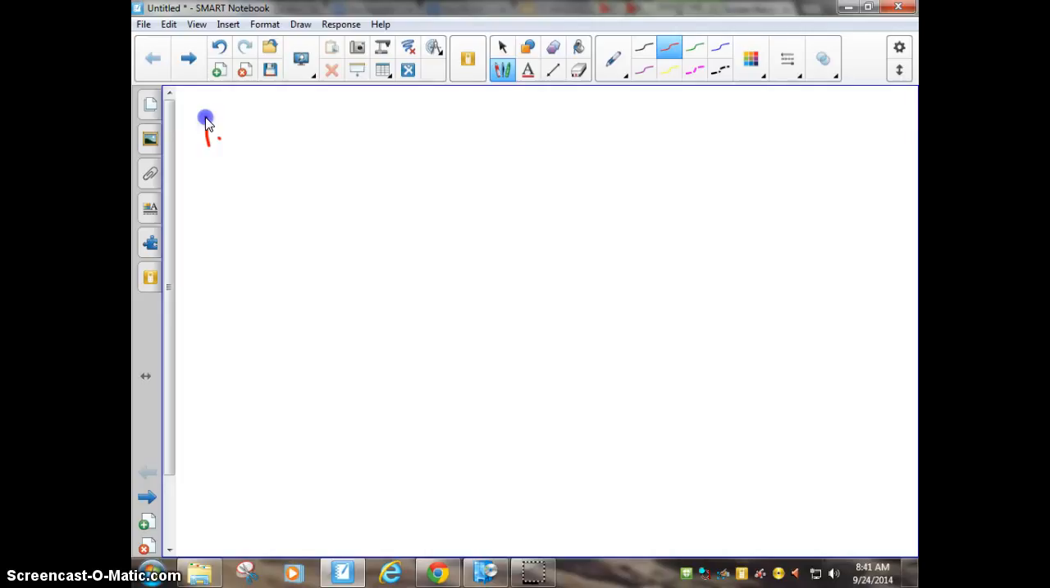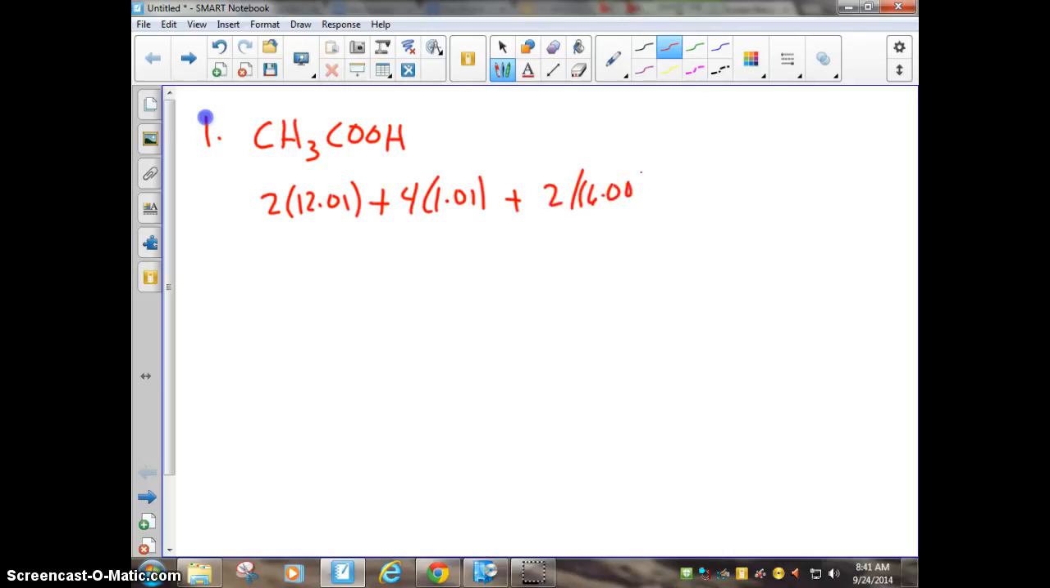ethanoic acid? And you're given the formula of CH3COOH. So if you want to know just one molecule, you'll have to start by finding out how much a mole weighs. And if you add up the 12.01 times 2, 4 times 1.01, and the 2 oxygen, most of you realize it has a molar mass of 60.06. And remember, this is grams per mole.